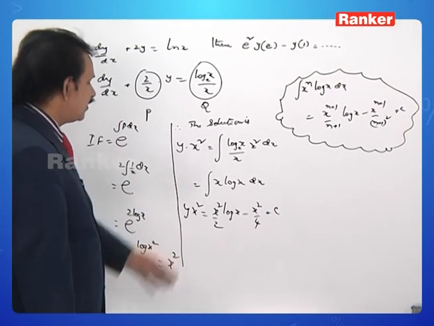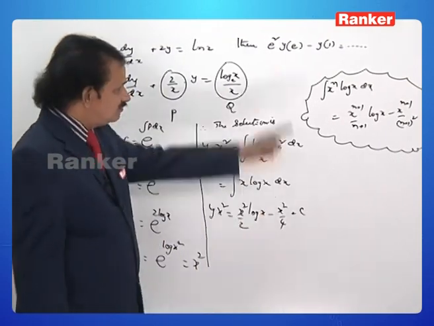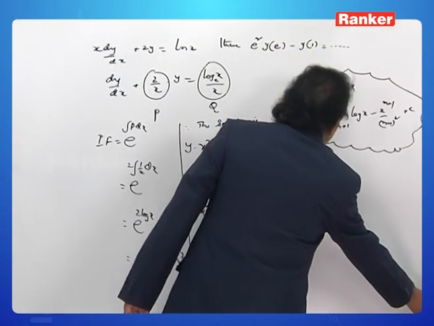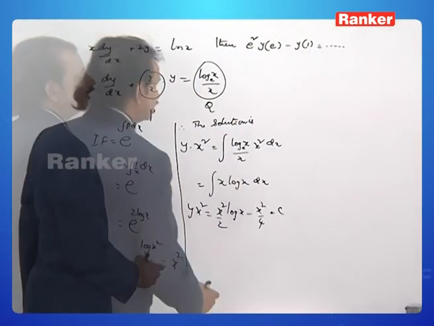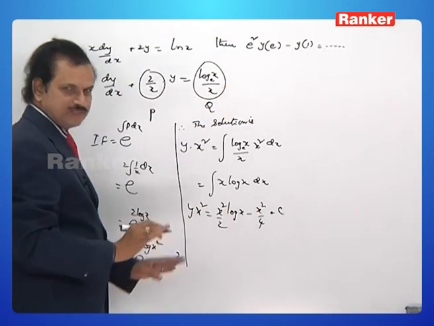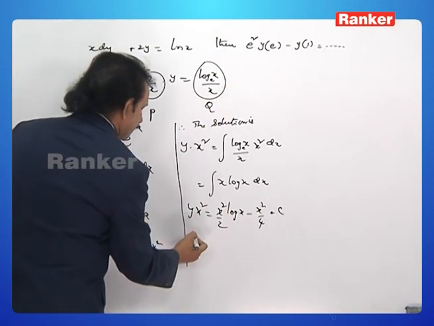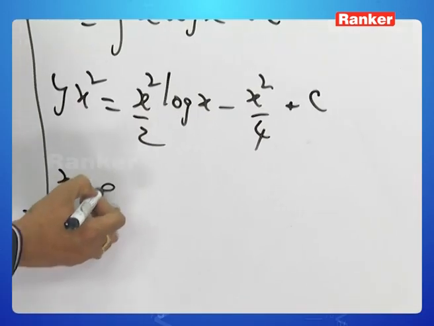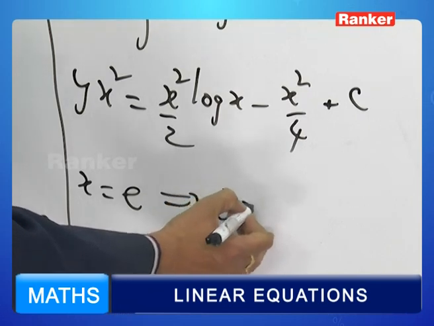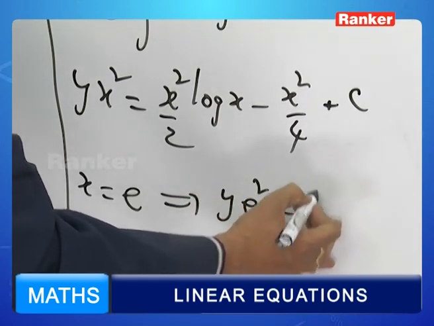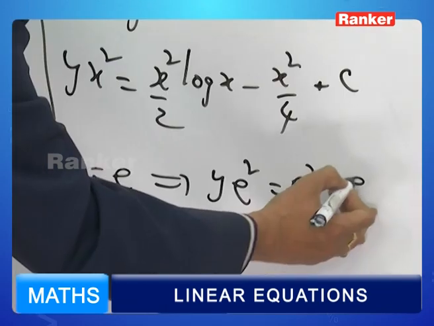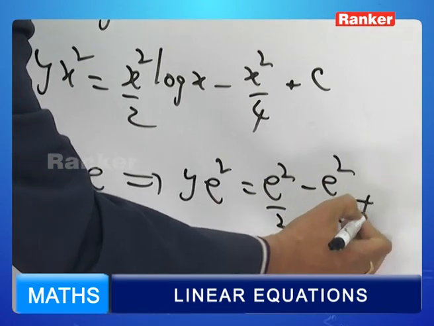But this we do not want. What do you want then? That e square into y at e minus y at 1. From this, if x is equal to e, what happens? If x is equal to 1, what happens? Suppose you put x is equal to e, then y into e square is equal to e square by 2, what is log e? 1, minus e square by 4 plus c.